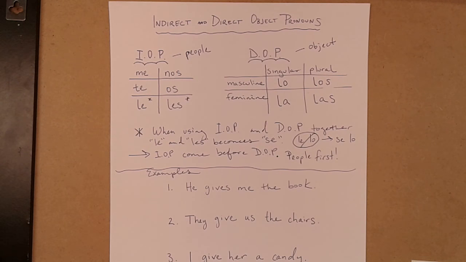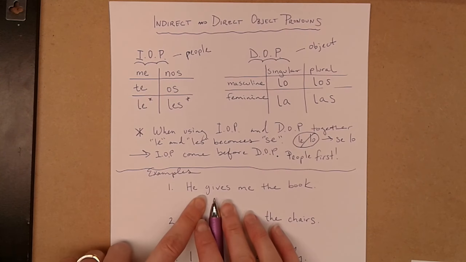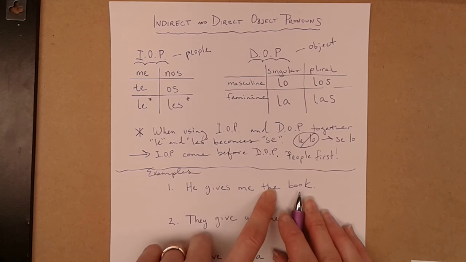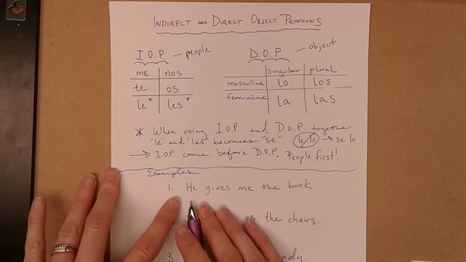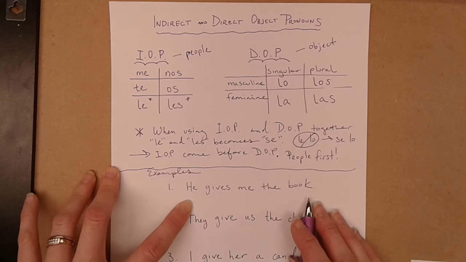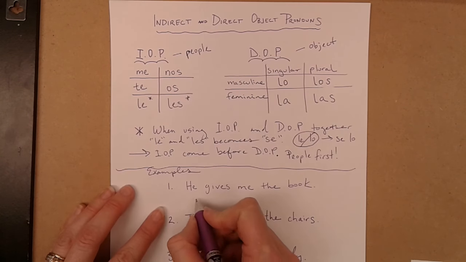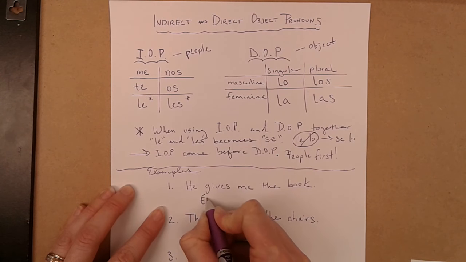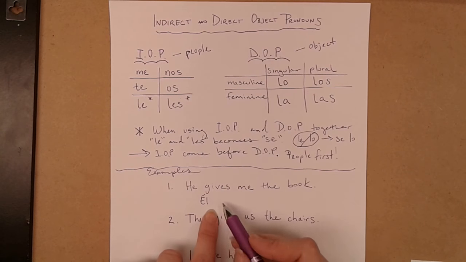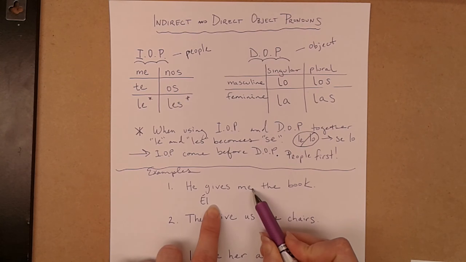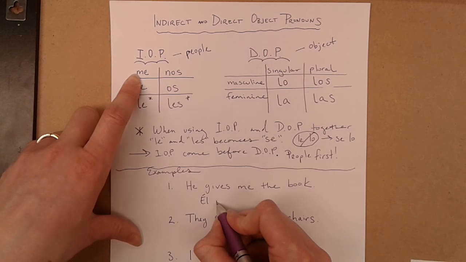All right, so let's look at some examples, see what it looks like. We're gonna get it in English here, and then we'll shorten these objects to pronouns. So the example, he gives me the book. All right, so we start with he gives. So él, he, and then we want to say first the person, so the action's directed at me, so we use me. Él, me.